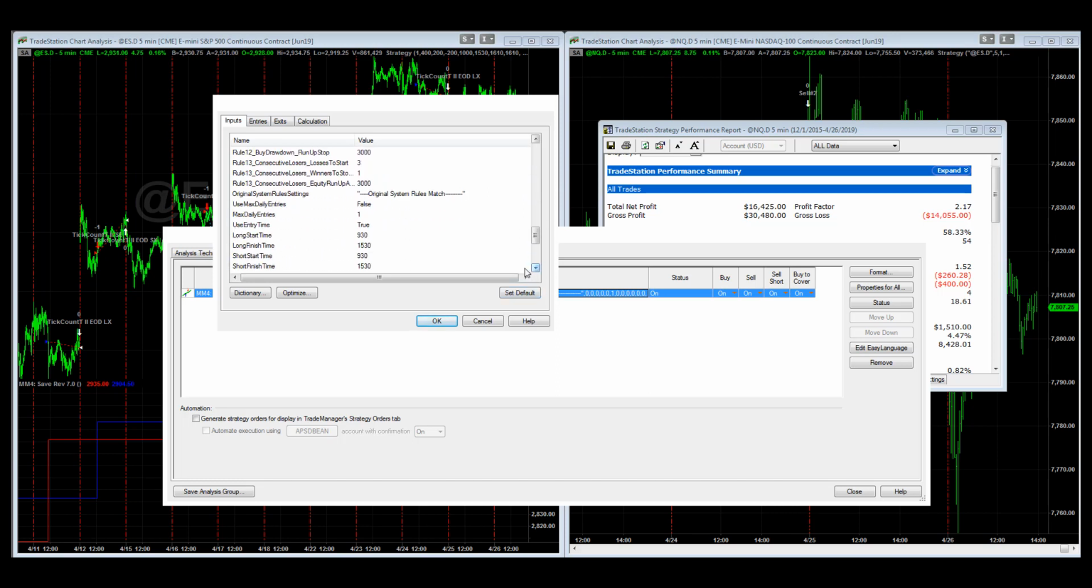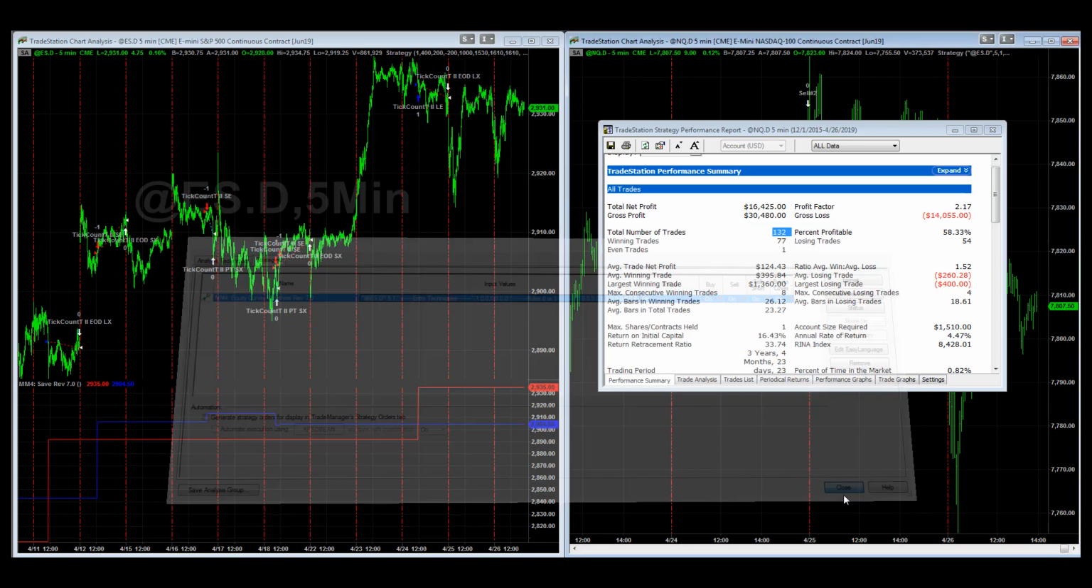And we also add the original system rules to match. We're not using max daily entries. We use the entry times, the exit times, the stop loss, and the sync exit with master. And so it's a great setup.